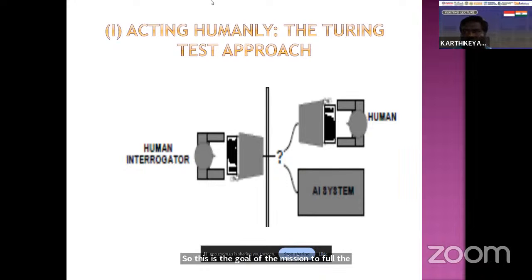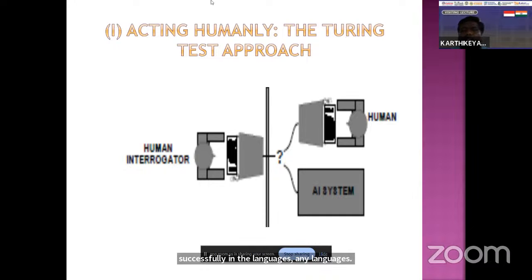If the machine succeeds at this, then we will conclude that the machine is acting humanly. But programming a computer to pass the test provides plenty to work on, to possess the following capabilities. So what are the capabilities following the Turing test approach? The first one is natural language processing, NLP, which means to enable it to communicate successfully in any language.